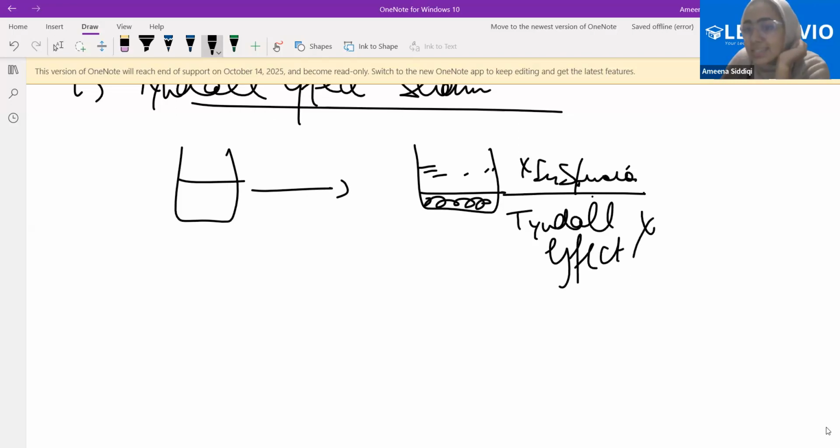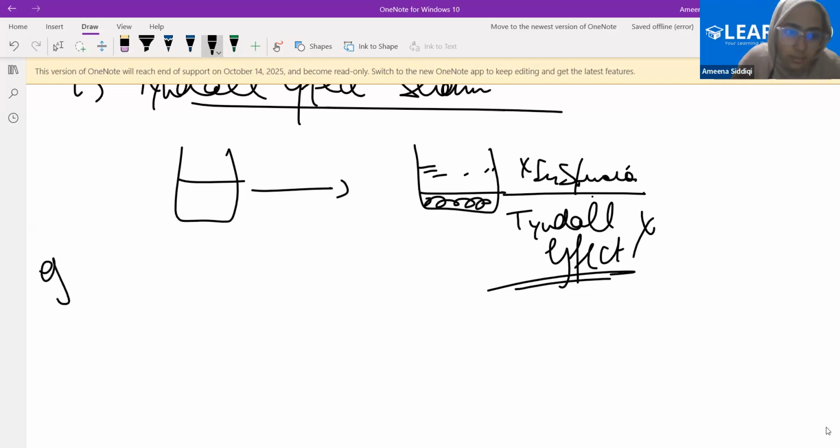Tyndall effect. Is it understood? Yes, ma'am. This is asked in many questions. Let's suppose we keep chalk powder and water. The mixture is suspension in nature. If I leave it for some time, will it really scatter the beam of light now? No, it will not scatter. Earlier, it will scatter when it is in the mixture form, but later on, it will not scatter.